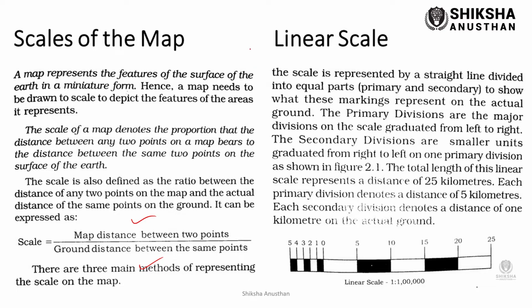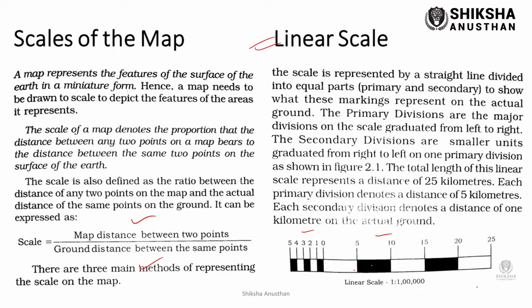One is linear scale. The scale is represented by a straight line divided into equal parts, as you can see in the figure, primary and secondary, to show what each marking represents on the actual ground. The primary divisions are the major divisions of the scale, graduated from left to right. And the secondary divisions are smaller units graduated from right to left, as shown in the figure. The total length of this linear scale represents a distance of 25 kilometers. Each primary division denotes a distance of 5 kilometers, and each secondary division denotes a distance of 1 kilometer on the actual ground.